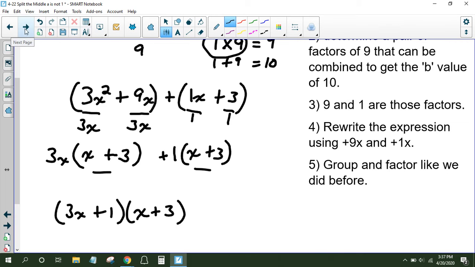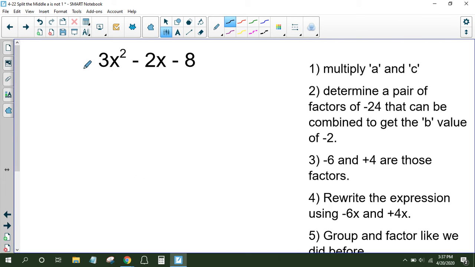All right, one more. 3x squared minus 2x minus 8. And it's just coincidence that all of the a values were 3 in this lesson. Doesn't matter what that value is, the process is still the same. So we're going to multiply our a and our c values together. Negative 8 times 3 gives us a negative 24.